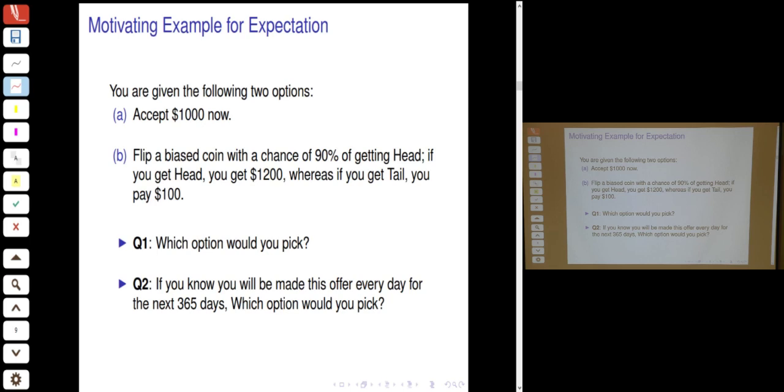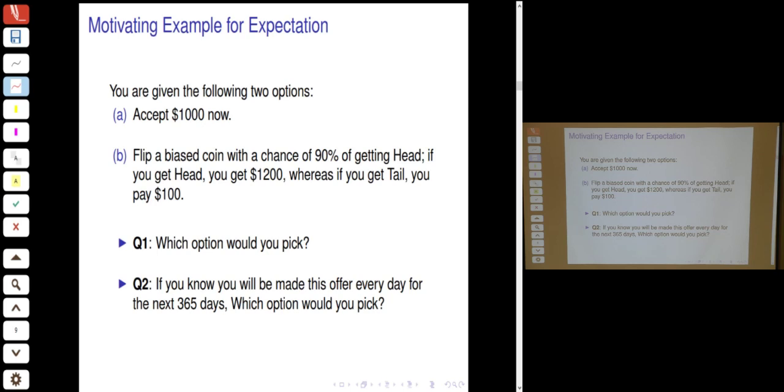So, what is the deal? Let us examine option 2 first. You flip a biased coin with a very high chance of getting a head. With 90% chance you are going to get a head, and if you get a head, you are going to get a lot of money, $1,200. But if the event with small chance, the bad event of getting a tail, happens, which really happens with very small chance, only 10%, you actually have to pay $100. So, this is one possibility.